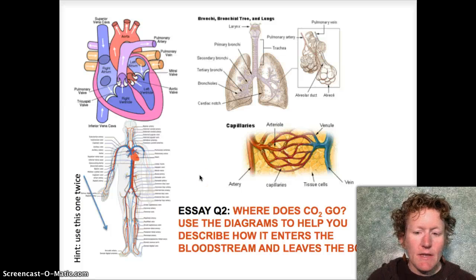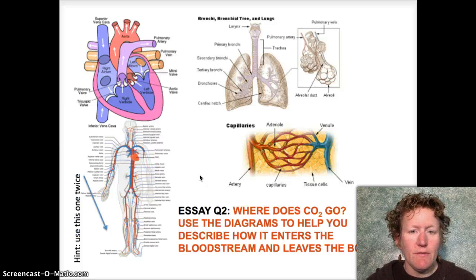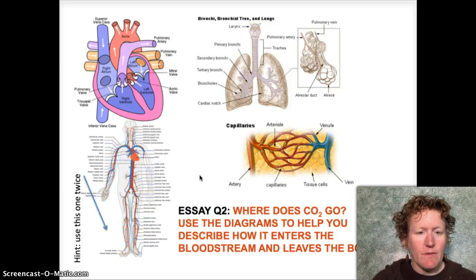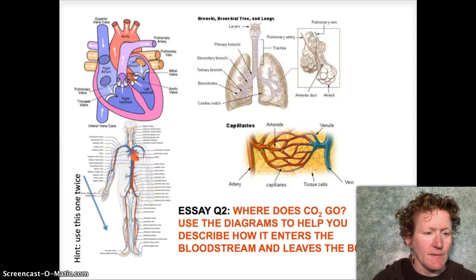The second essay question will be different for every class, but it has something to do with describing what happens at your lungs. So if you can think about how all of these diagrams work together, you're set up very well for essay question 2.